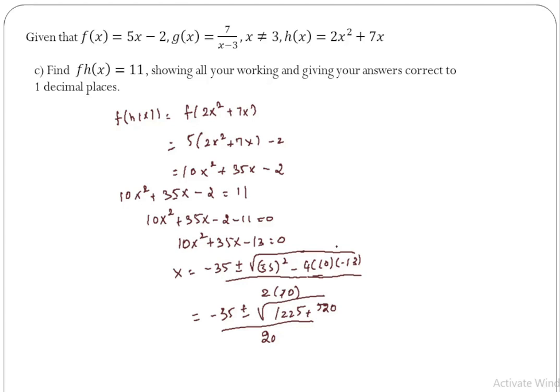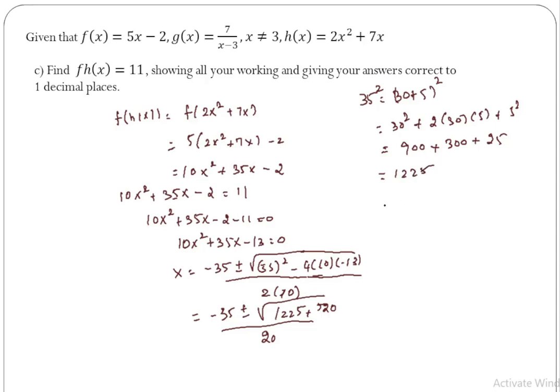Okay. How can we get 1225 immediately without a calculator? Shall we see? Okay, 35 squared. Can we write 35 as 30 plus 5, whole squared? We know the formula: 30 squared plus 2 times 30 times 5 plus 5 squared. Let's calculate. 3 times 3 is 9, so 10 times 10 is 100, so 900. 2 times 3 is 6, 6 times 5 is 30, so 300. And 5 times 5 is 25. So 1225. In this way, we can easily find the value of 35 squared.